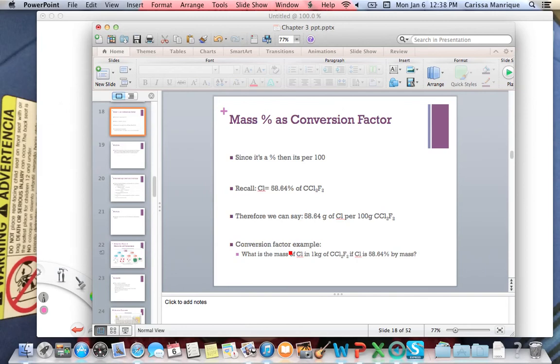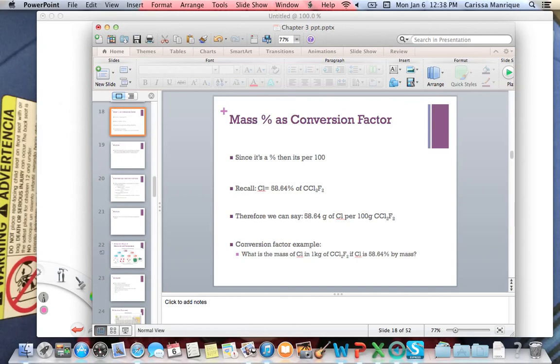What is the mass of chlorine in 1 kilogram of CCl2F2 if chlorine is 58.64% by mass? Okay? So that's another way. You know to use this percent conversion because, I get that sometimes, like, how do I know to use which conversion where? Okay, well, anytime you see a percent, you're going to use your percent conversion.